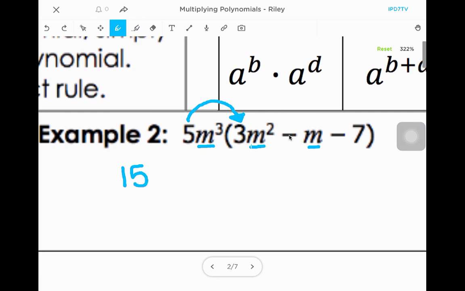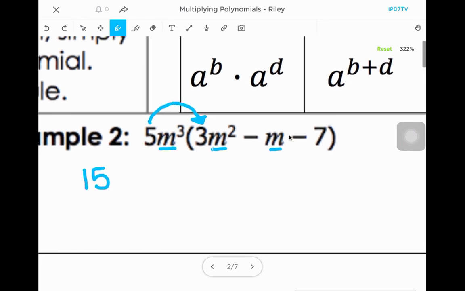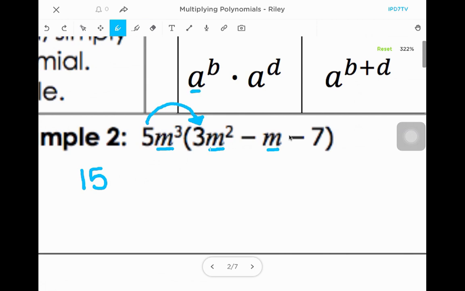Now we have to do our rule. Our m's are the same, so because the bases are the same, we can just add the exponents. 3 plus 2 is 5. So m to the 5th power.